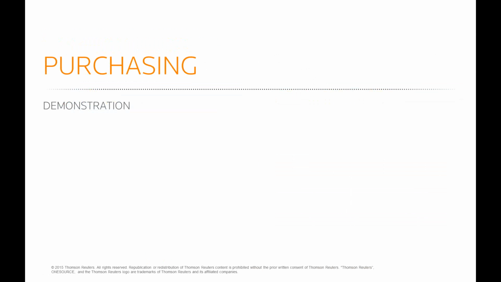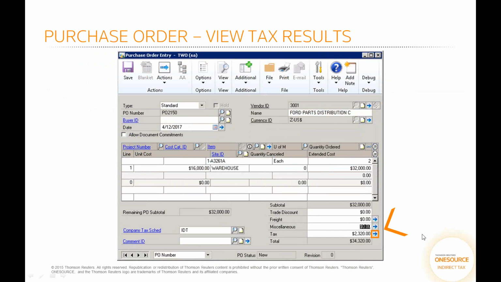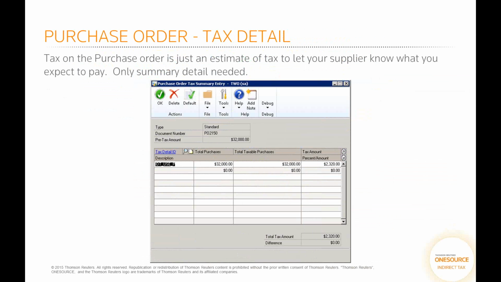So, purchasing. Just like on the sales side, tax is always calculated behind the scenes when a transaction is saved. And once saved, again, you can click here if you want to review the tax detail. Notice that on a purchase order, things will be a little bit different here. The calculated tax is an estimate of the tax that you will expect to pay in your AP invoice. And here, what you see is only a summary of the detail, and that's what we show, the summary.